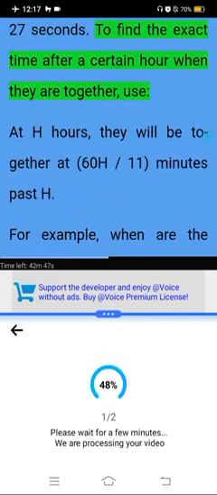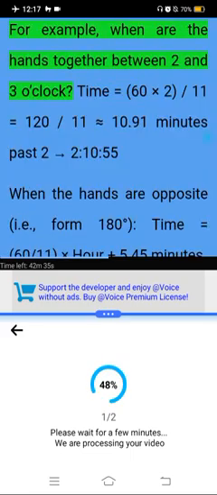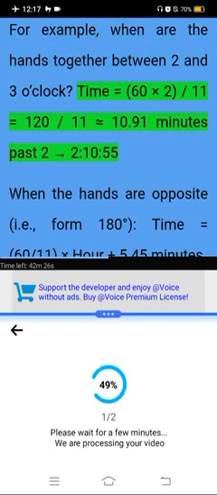To find the exact time after a certain hour when they are together, use: at H hours, they will be together at 60H/11 minutes past H. For example, when are the hands together between 2 and 3 o'clock? Time = 60 × 2/11 = 120/11 ≈ 10.91 minutes past 2, which is 2 hours 10 minutes and 55 seconds.